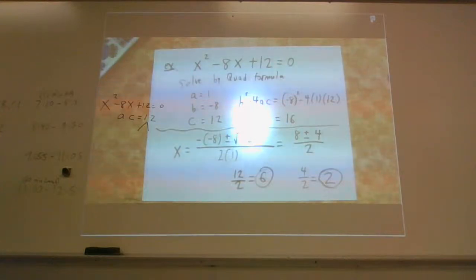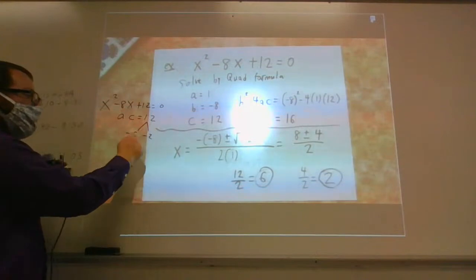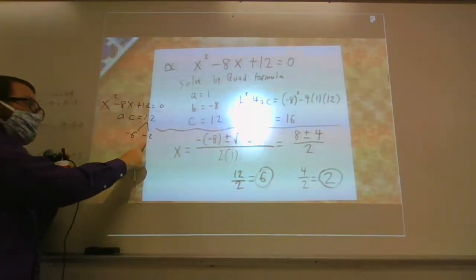Careful. They got to be negative because I got to add up to the negative. So it's like negative 6 and negative 2, which, keep in mind, this is not my answer. These are my magic numbers.